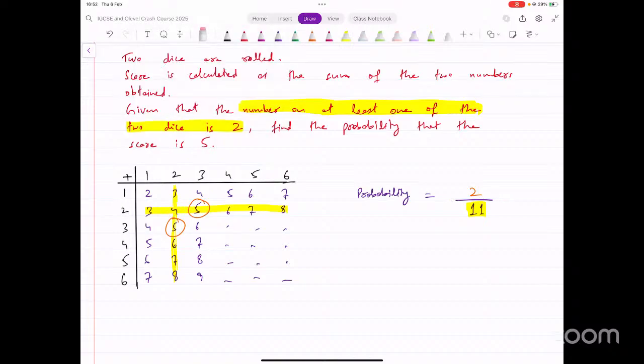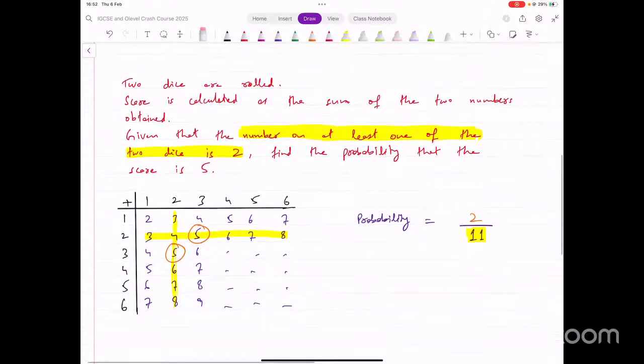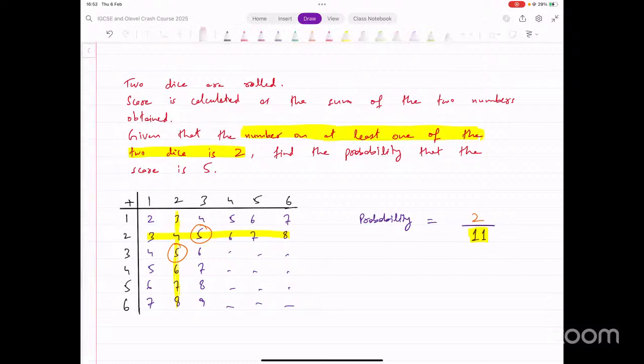Any questions on this? Does this make sense? Okay, this is the trickier part of probability, conditional probability. Let me know if there are any problems with this. No questions? Okay, let's have a look at another.